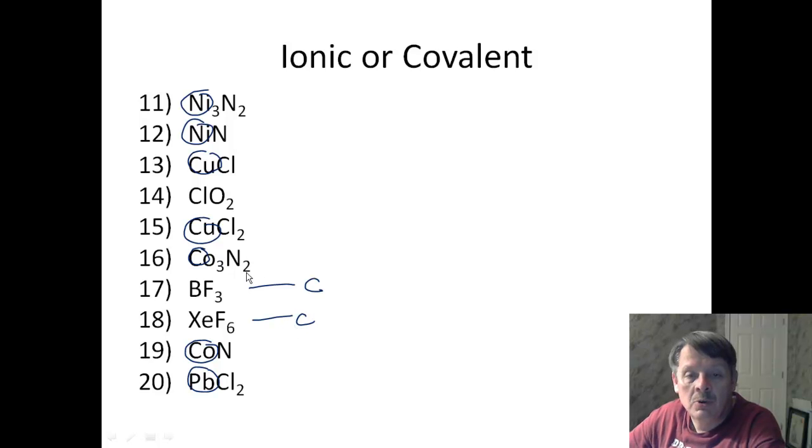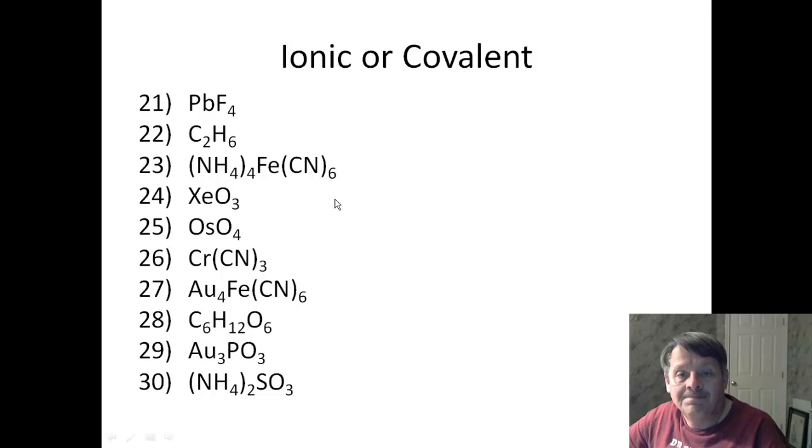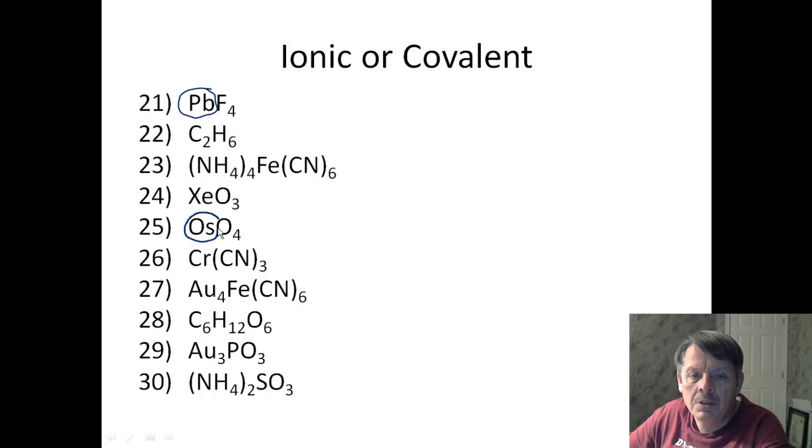Boron trifluoride is covalent. Chlorine dioxide is covalent because the first thing listed there is definitely not a metal. Right, let's look at these. Pb is a metal. Osmium. Good gosh, osmium is in the middle of the periodic table. It is a metal. Chromium is a metal. Gold is a metal. Gold is a metal.